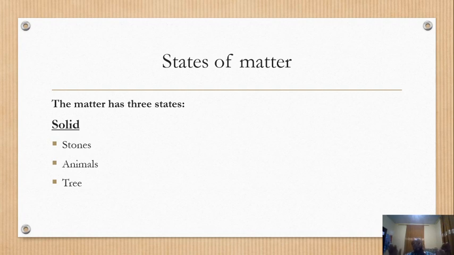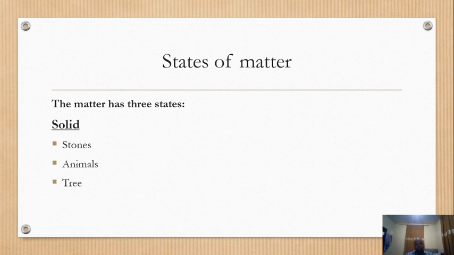States of matter. Matter has three states. State means a form. It can exist in three forms. Sometimes it's called phases, sometimes states, sometimes forms. Forms of matter, states of matter, phases of matter, they mean the same. So matter has three states.